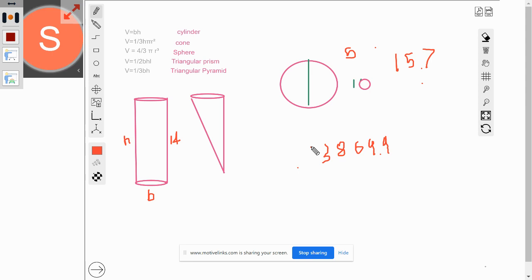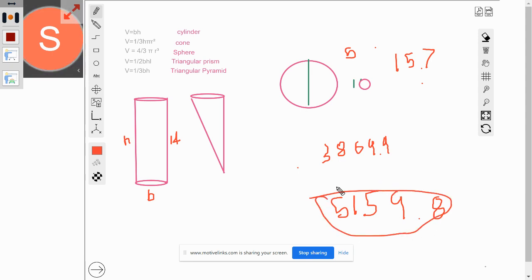So we have a bigger number. You should have a bigger number. So we have 5,159.8. Now this is just rounded. I just rounded all these numbers, so this is not the exact value. So once we have this, we're done. This is the volume for the sphere.